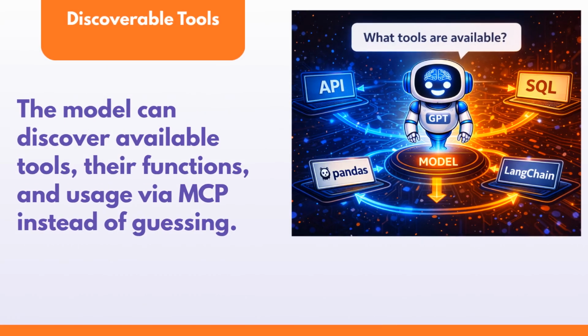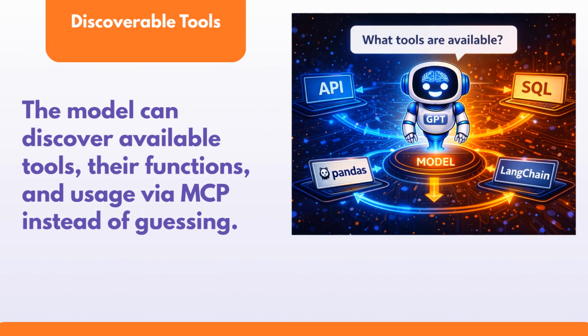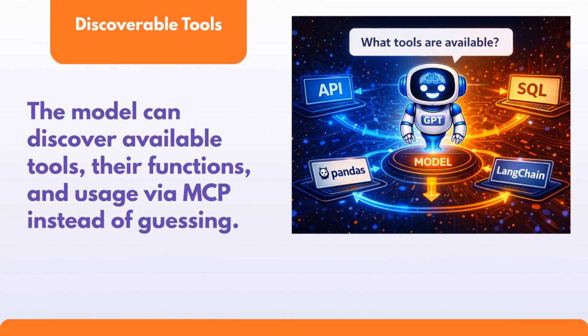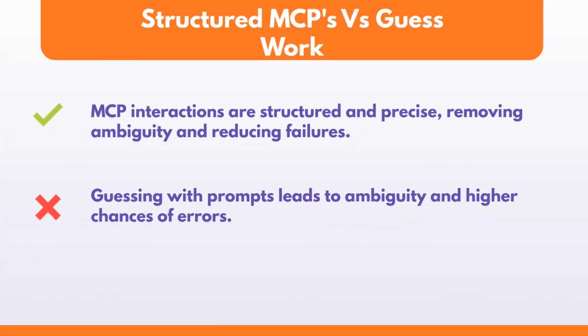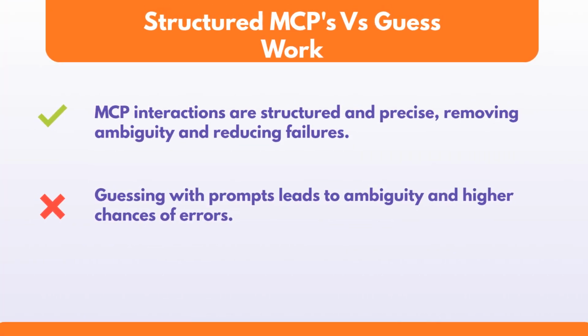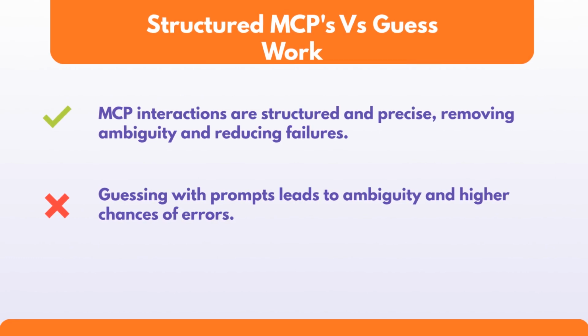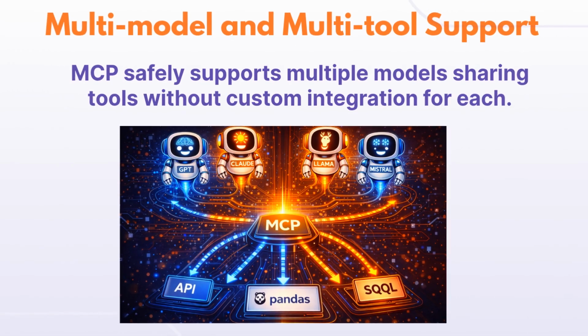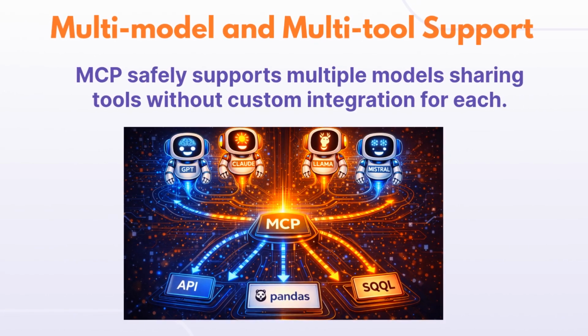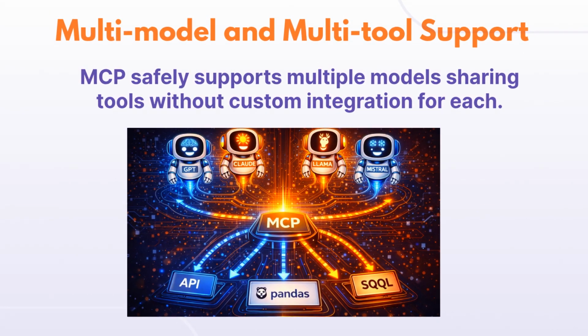Instead of guessing, the model can discover what tools exist, what they do, and how to use them through MCP. Unlike prompts, MCP interactions are structured. This removes ambiguity and reduces failure. MCP allows multiple models to safely use the same tools, without custom wiring for each one.